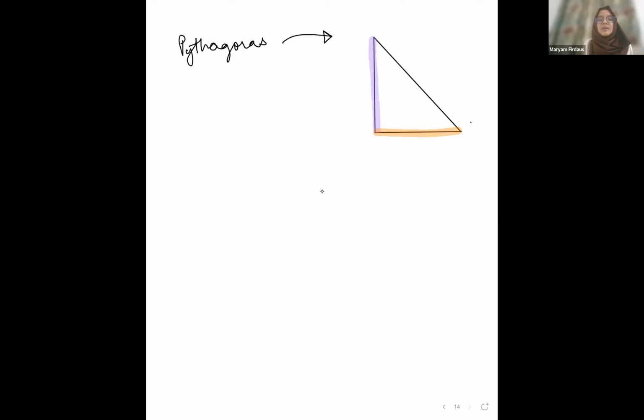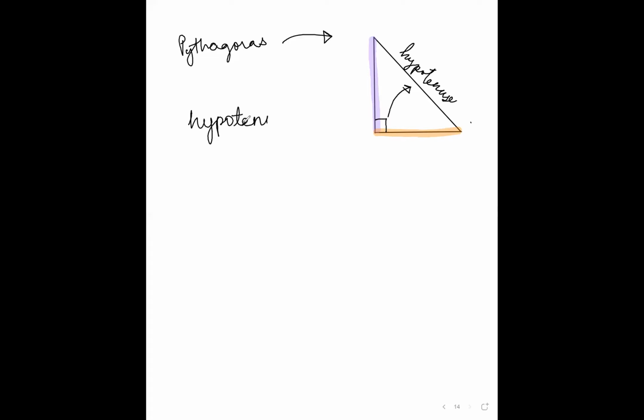In a right angle triangle, this is the right angle, right? So the side which is opposite to the right angle is called the hypotenuse. What is it called? Hypotenuse. You better write it down before you forget. Okay, this is the hypotenuse, and these two are the perpendicular sides. Perpendicular means 90 degrees, right? So this purple and the orange side are perpendicular to each other.